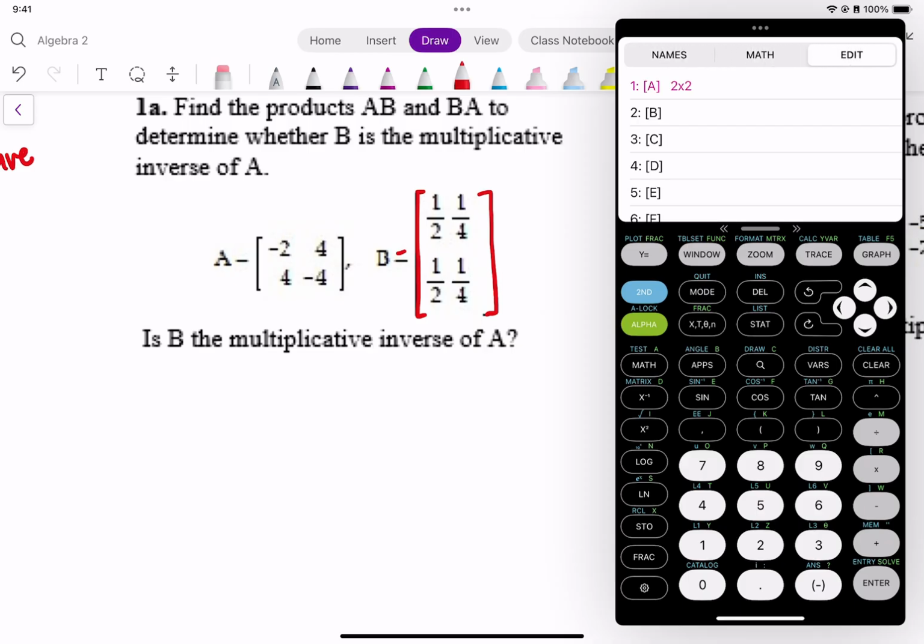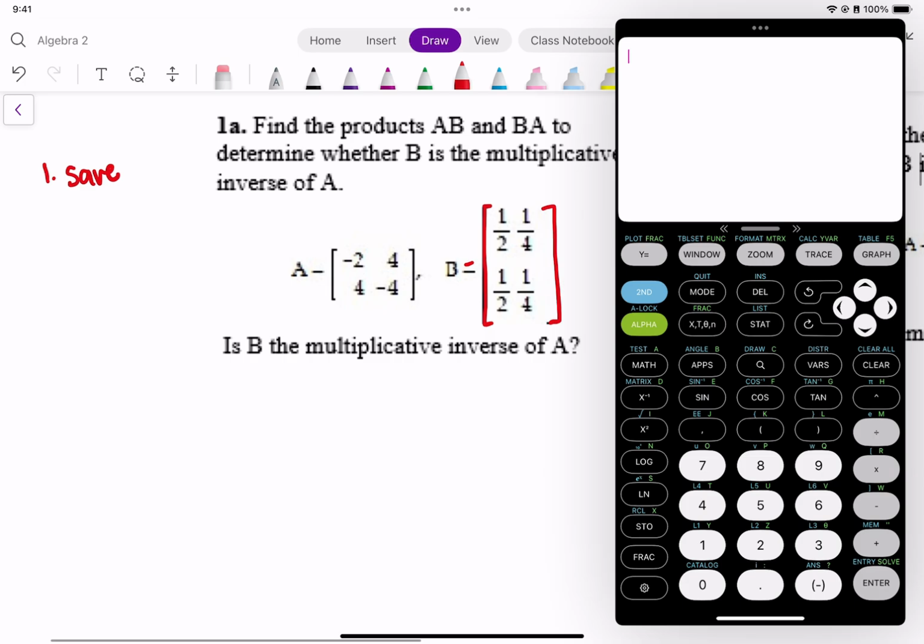So again, we move to edit. Now I'm going to scroll down, select B, press enter, and again modify, so 2, enter, 2, enter, and start typing it. Now I know these are fractions, but we can type 1 divided by 2, and then we press enter. That will save. Okay, next one, 1 divided by 4, enter. 1 divided by 2, enter, and then we finish off with 1 divided by 4, enter. Okay, once we have saved, we're going to press second mode to be able to exit from our matrix settings.